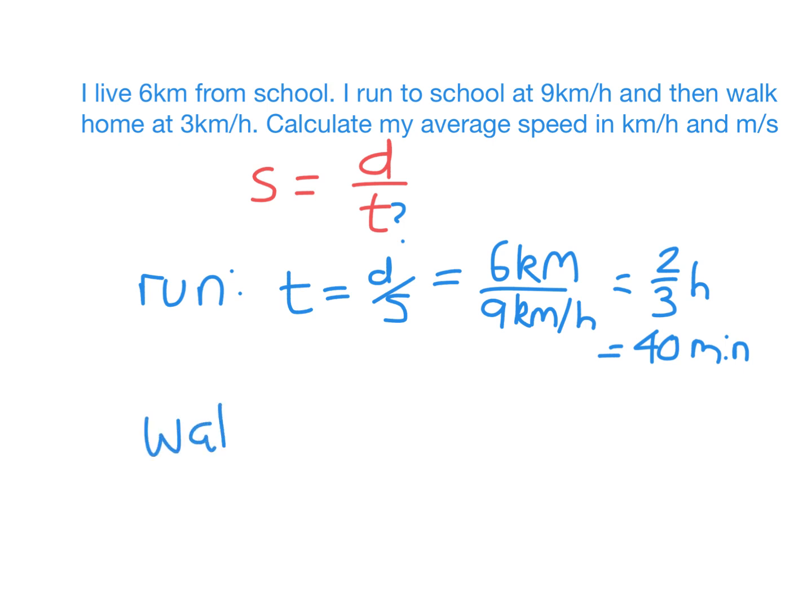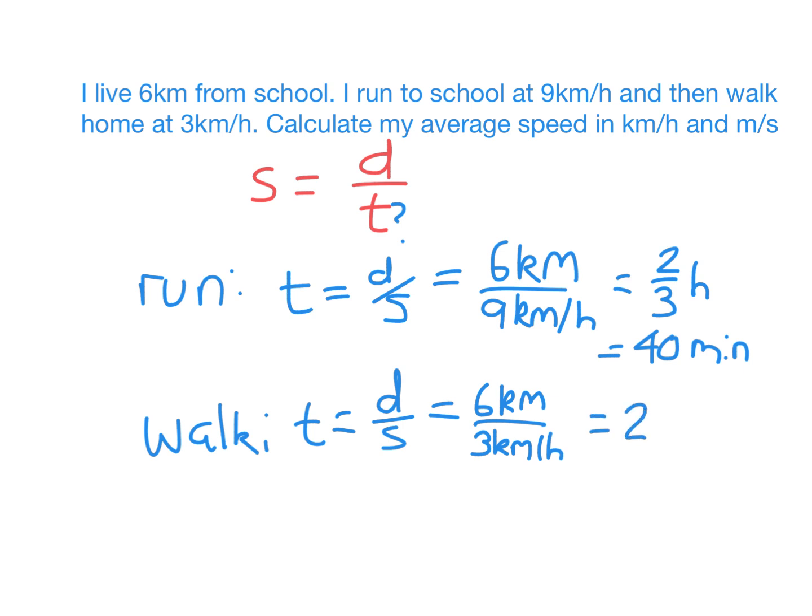What about walking? The time taken walking is distance over speed. It is 6 kilometers home divided by the speed, which is 3 kilometers per hour. This is a nice, easy calculation. 6 divided by 3 is 2, and because it was hours on the bottom, that's my answer in hours. It's not 2 minutes or 2 seconds, it's 2 hours. Just so we know, 2 hours is 120 minutes.